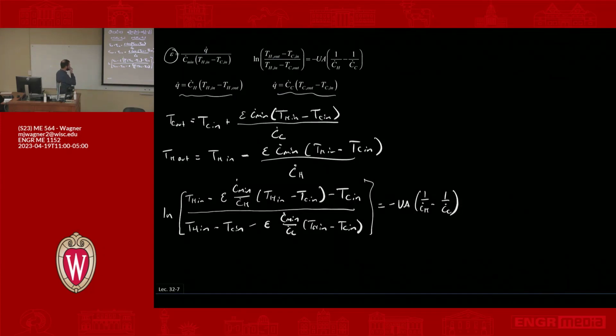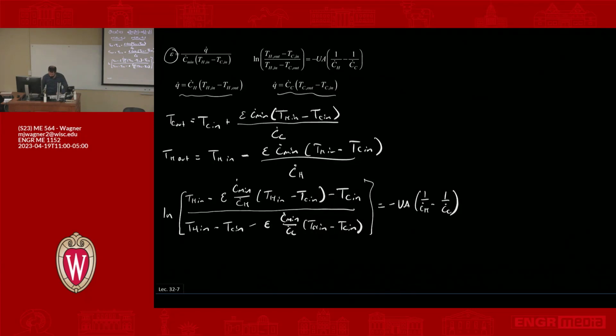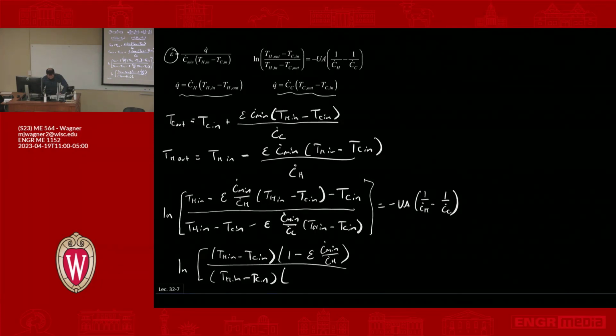So what can we do here? So we can kind of rearrange this a little bit. You have TH in here and here, TC in here and here. So we can rearrange it a little bit to simplify it. And that becomes down here, ln of TH in minus TC in times 1 minus epsilon C dot min over C dot H, divided by TH in minus TC in times 1 minus epsilon C dot min over C dot C equals minus UA times 1 over C dot H minus 1 over C dot C. Okay, extracted stuff out. So what does this tell me? Now I can, I guess, cancel this part out right here. That goes away.